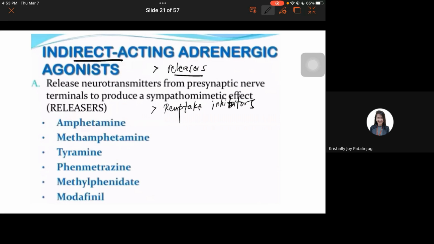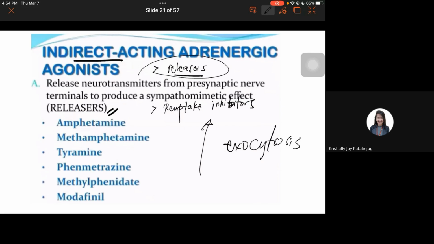Okay? So in this slide, particularly, sila yung mga releasers specifically. So kung releasers sila, enhance nila ang exocytosis. Enhance sila sa release ng norepinephrine. So we have the following example. Memorize lang. Amphetamine, methamphetamine, tyramine, phenmetrazine, methylphenidate, modafinil. Okay? Yung na-mention ko na yung iba dito.